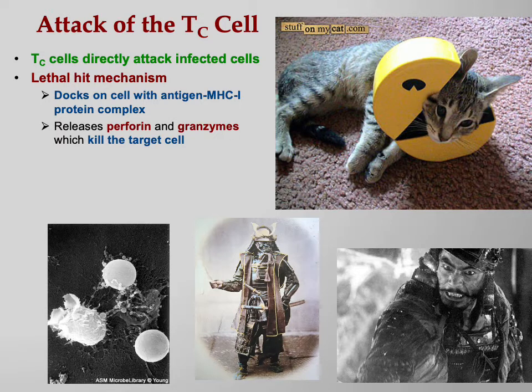They release perforins and granzymes. So perforins, once again, are little things that penetrate the cell. They perforate the cell. They punch holes in the cell. And then granzymes are what induce apoptosis. So again, cell suicide. Cytotoxic T cells convince infected cells to commit seppuku.